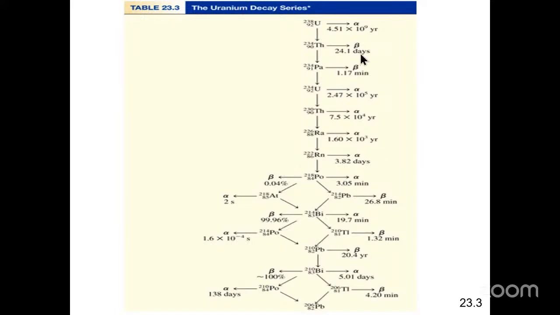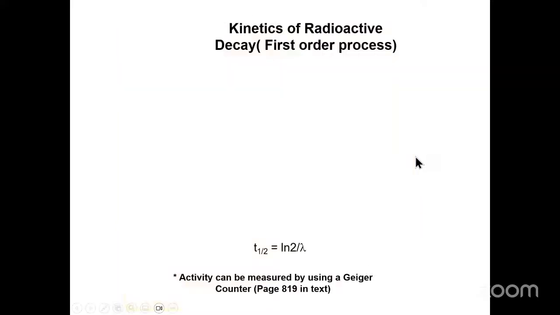But I just want to show you this as an example of a decay series, and that's for uranium-238. Other radioactive elements have other decay series as well. Okay, so let's talk about the kinetics of radioactive decay.